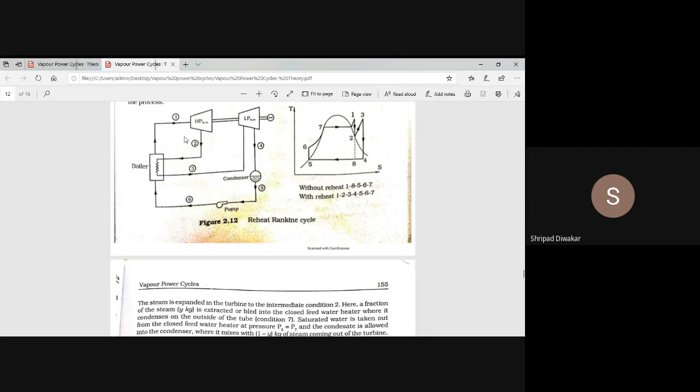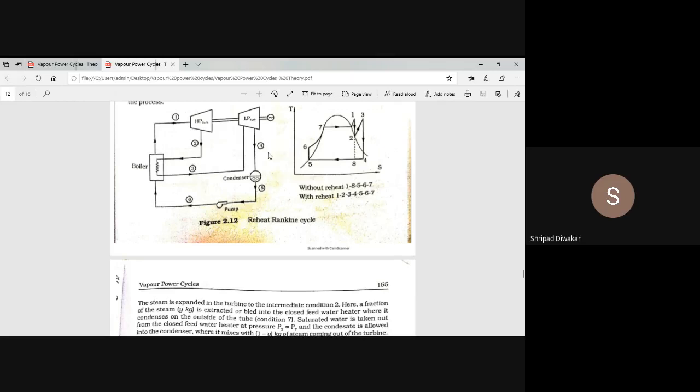But here, in case of normal Rankine cycle, 1 to 2 is your expansion in the turbine, but here 1 to 2 is the isentropic expansion in the HP turbine. Next, 2 to 3 is the heat addition in the boiler. 2 to 3, this is the most important part in the reheater. 2 to 3 is the heat addition in the boiler. Then you have to join that point 3 with the LP turbine, and remaining process same.